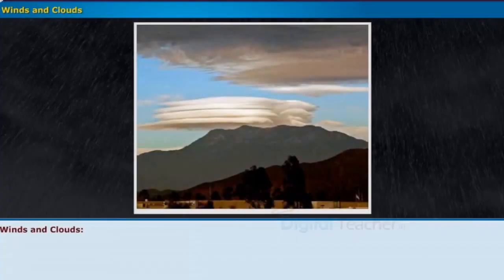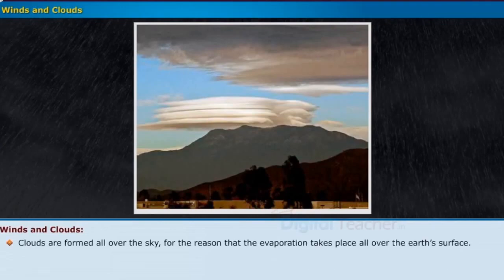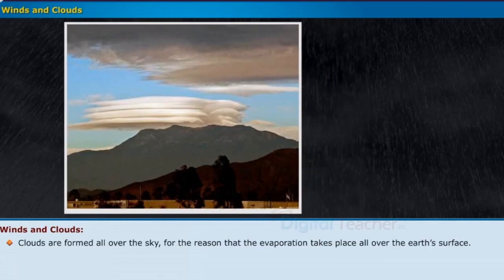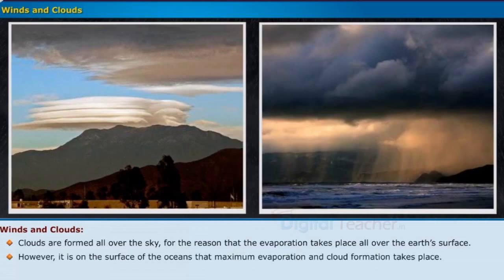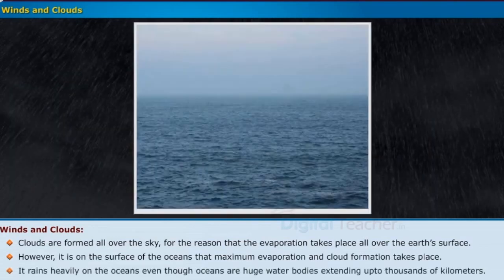Now, let us learn about winds and clouds. Clouds are formed all over the sky for the reason that the evaporation takes place all over the Earth's surface. However, it is on the surface of the oceans that maximum evaporation and cloud formation takes place. It rains heavily on the oceans. Even the oceans are huge water bodies extending up to thousands of kilometers.